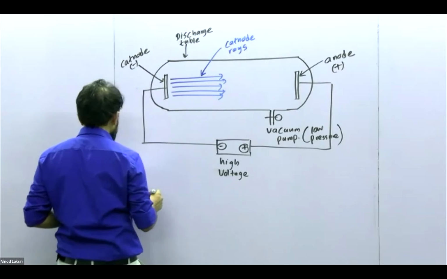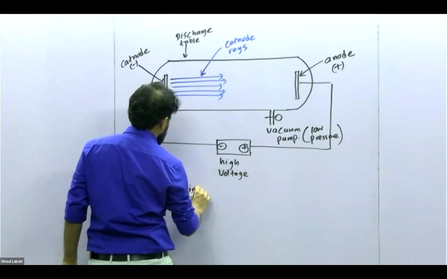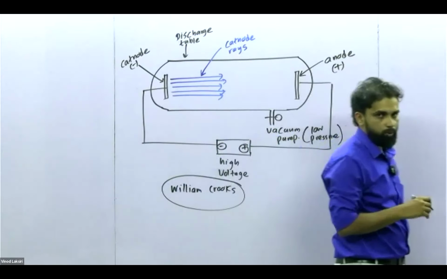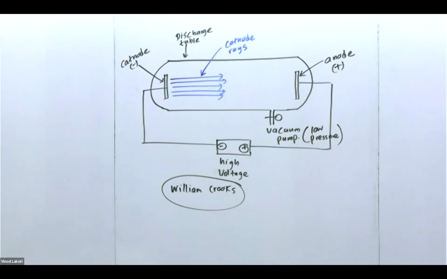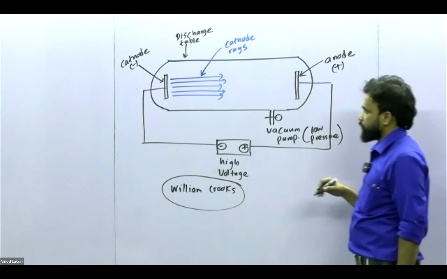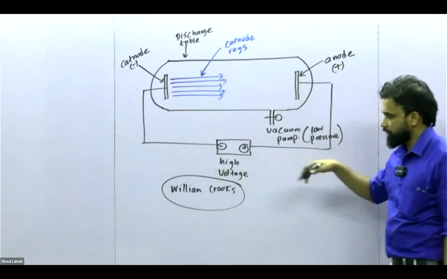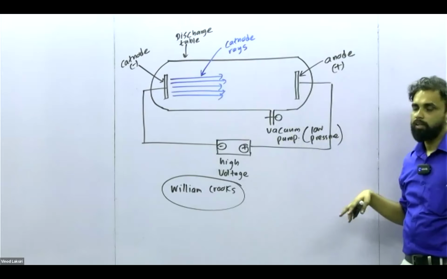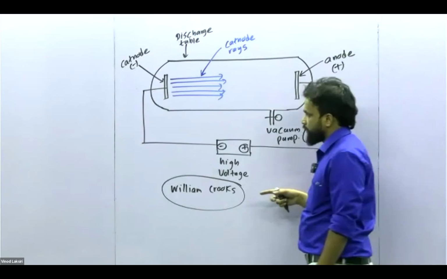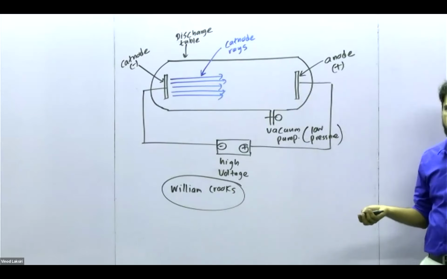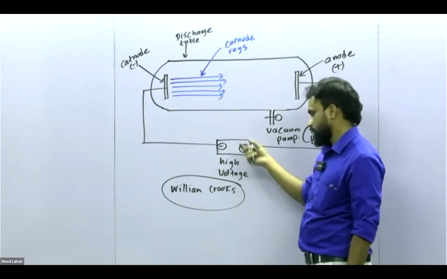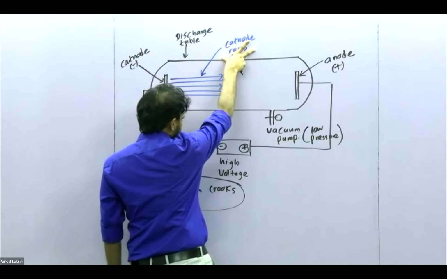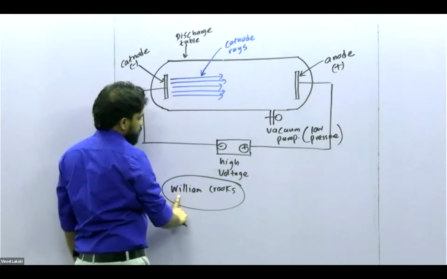This cathode ray was discovered by William Crookes, right? Initially this setup was constructed by William Crookes, and he found that radiation is formed in this setup. After that, scientists tried to study these cathode rays, how they are produced, what their properties are, the process of formation, and what particles consist of these cathode rays.